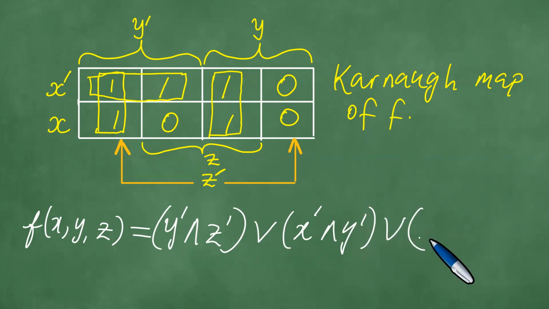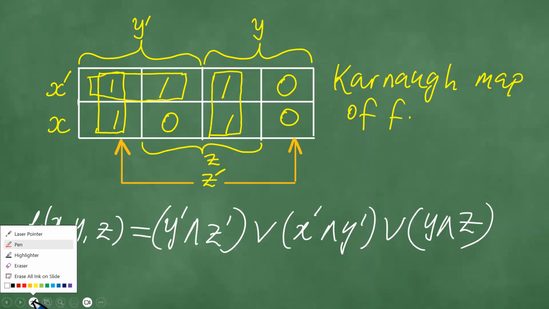Or at this point, you have this one, which is the Y and the Z. So it is Y and Z, like this.